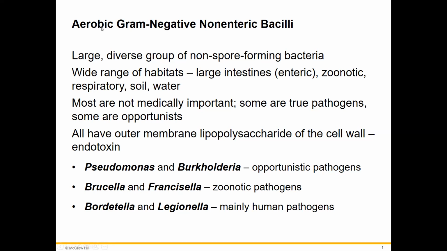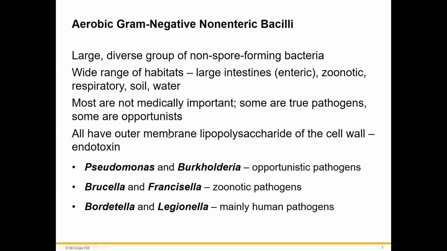So our aerobic, meaning oxygen-loving, gram-negative, non-enteric, meaning they're not in the stomach, bacilli, okay? This is a large group of non-spore-forming bacteria. They say non-enteric, so that's hilarious, but they could. There's some that live in the intestines, so it's not fully true. But really, this group, because they're aerobic, they're typically not seen in the gut. Zoonotic, meaning they have different vectors. They like to live in the respiratory system, soil, water, etc. Most of these are not medically important. So we're only going to be looking at the medically important ones that are true pathogens or opportunistic pathogens.